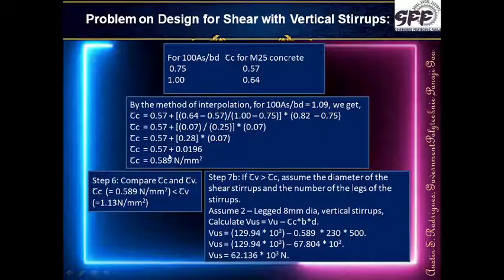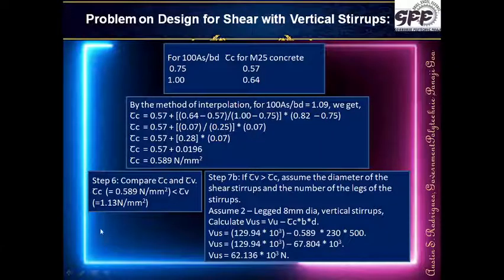Please note, if this value does not come in between these two, that means there is some mistake somewhere. Having got the value of tau c, next step number 6 is compare tau c and tau v. Tau c which we have got over here is 0.589 Newton per mm square. It is less than tau v which is 1.13 Newton per mm square. So that means the beam's own capability of resisting shear is much less than the shear which is coming from outside. When I say shear, over here it's the shear stress. The beam's own capability of resisting the shear stress is less than the shear stress which is coming from outside.